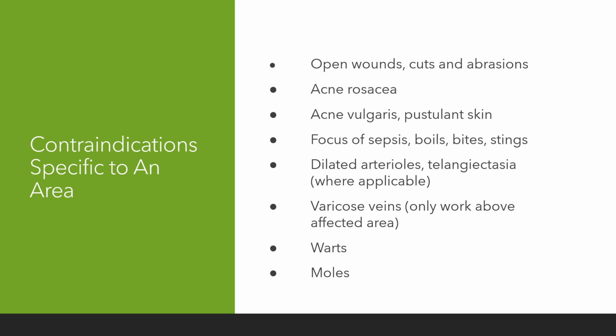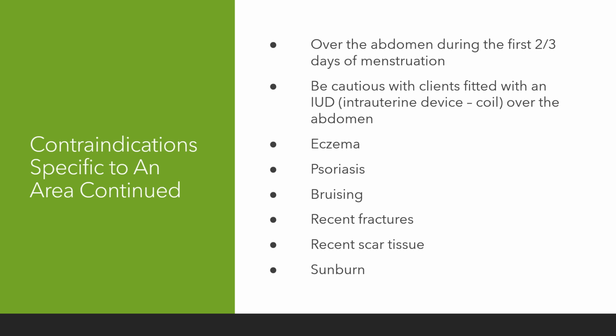Now let's talk about contraindications specific to an area of the body: open wounds, cuts, and abrasions; acne rosacea; acne vulgaris; pustulant skin; focus of sepsis, boils, bites, and stings; dilated arterioles; telangiectasia; varicose veins, where you can only work above the affected area; warts, and moles. Also contraindicated in specific areas, we have over the abdomen during the first 2 to 3 days of menstruation. You must be cautious with your patients that are fitted with an IUD, an intrauterine device, over the abdomen. Eczema, psoriasis, bruising, recent fractures, recent scar tissue, and sunburn.